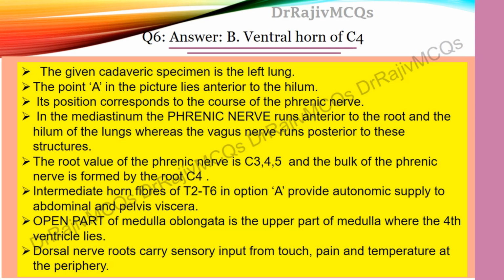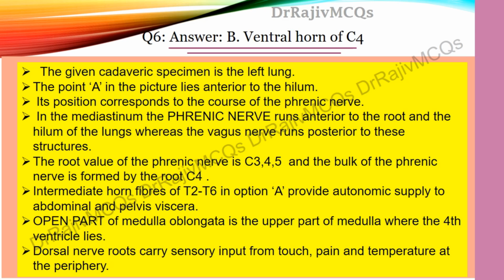The intermediate or lateral horn fibers in option A provide autonomic supply to the abdominal and pelvic viscera. The medulla oblongata is divided into two parts, open and closed. The open part is the upper part of medulla where the fourth ventricle lies, and the closed part is the lower part that surrounds the central canal. You can see that the option C is totally unrelated to the lung.